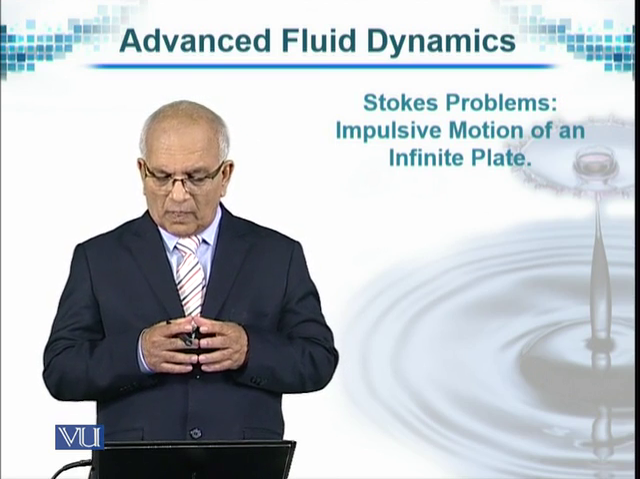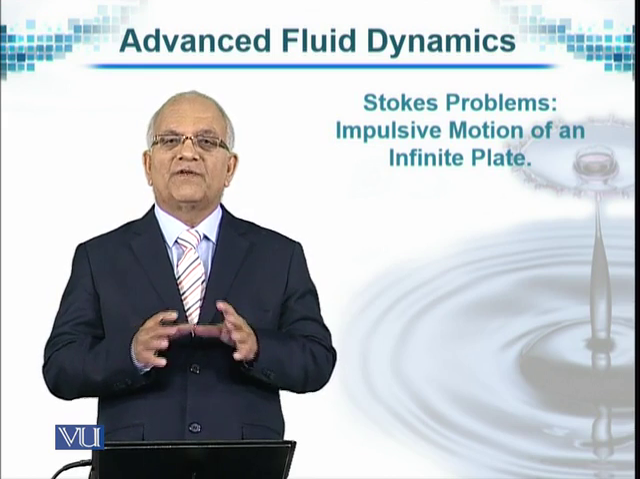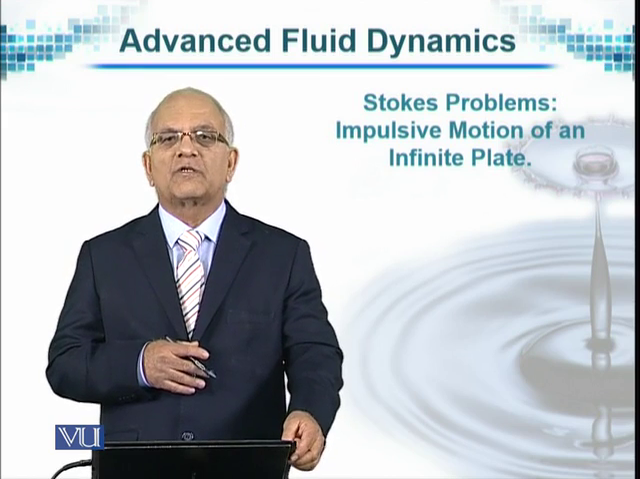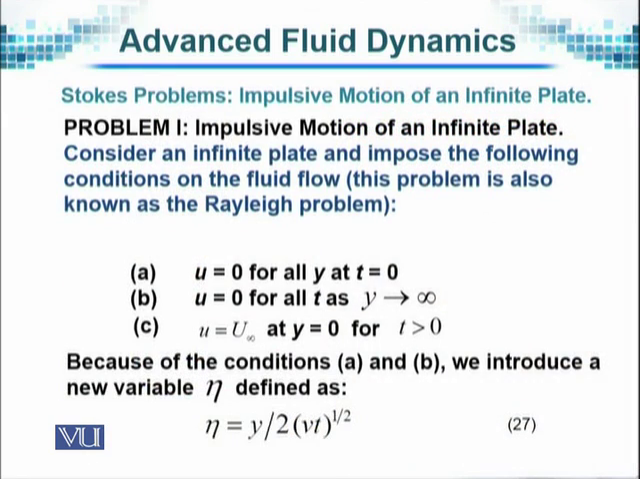But this problem, which we define by setting impulsive motion of an infinite plate, is also known as the Stokes problem. We consider an infinite plate and impose the following conditions on the fluid flow. By the way, Rayleigh also considered the same problem. So you can see that u, the velocity component in the x direction, is 0 for all y when t is 0. That is, initially u is 0 for all values of y.